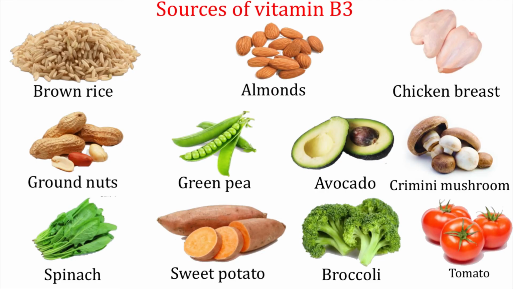So after deficiency, now we are going to talk about the sources. What are the major sources of vitamin B3, right? So the major sources which are rich in vitamin B3 are brown rice, almonds, chicken breast, groundnuts, green peas, avocado, mushroom, and also spinach, sweet potato, broccoli and tomato. So these are the major sources of vitamin B3. They are rich in vitamin B3. So people who are deficient in vitamin B3 niacin can take all these sources in their daily diet to replenish all the deficient stores.